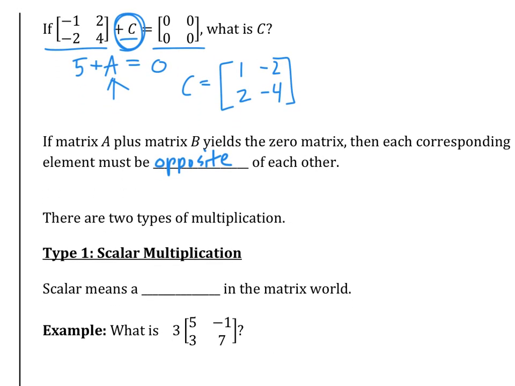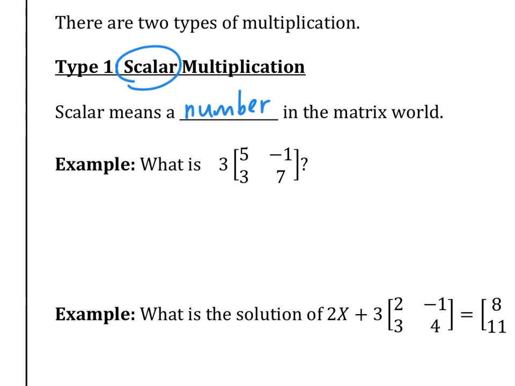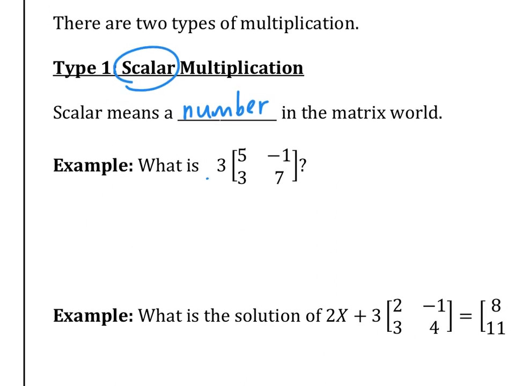All right, so that is all for adding and subtracting matrices. We're going to now talk about multiplying stuff. There are two types of multiplication. One is called a scalar multiplication. So you want to remember the word scalar. Scalar means a number in the matrix world. So we don't really say a number, we just say scalar. So for example, what is 3 times this matrix? Now this 3 part is the scalar part.